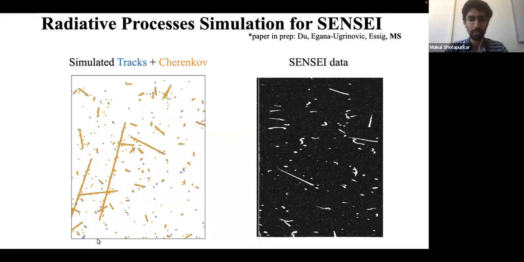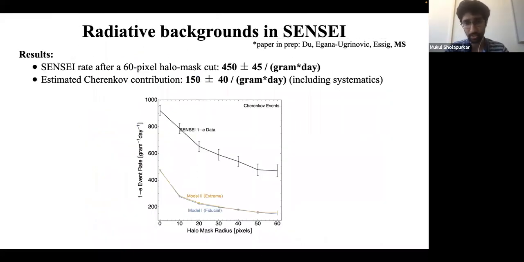On these simulated images, we do the same thing that Sensei does. We do a similar analysis. And after doing this analysis, what we are finding currently is that we can estimate the Cherenkov contribution to be about 150 events per gram day.